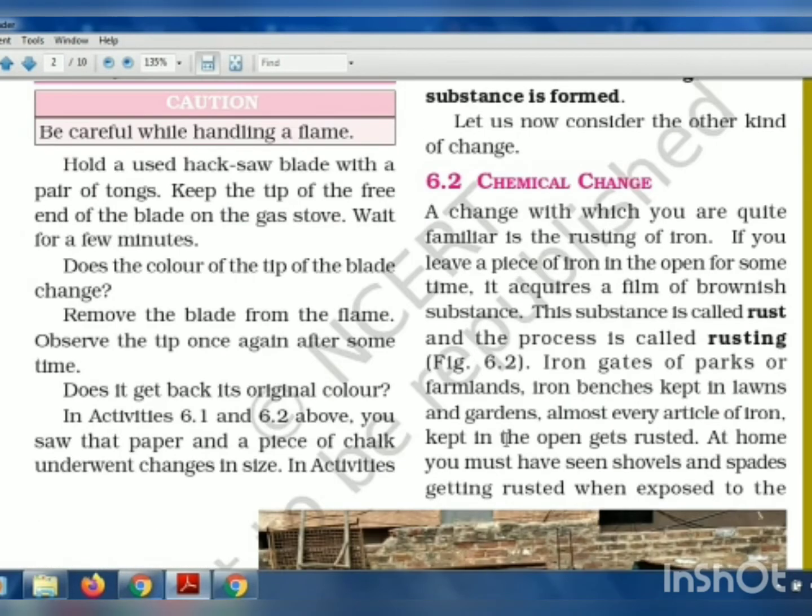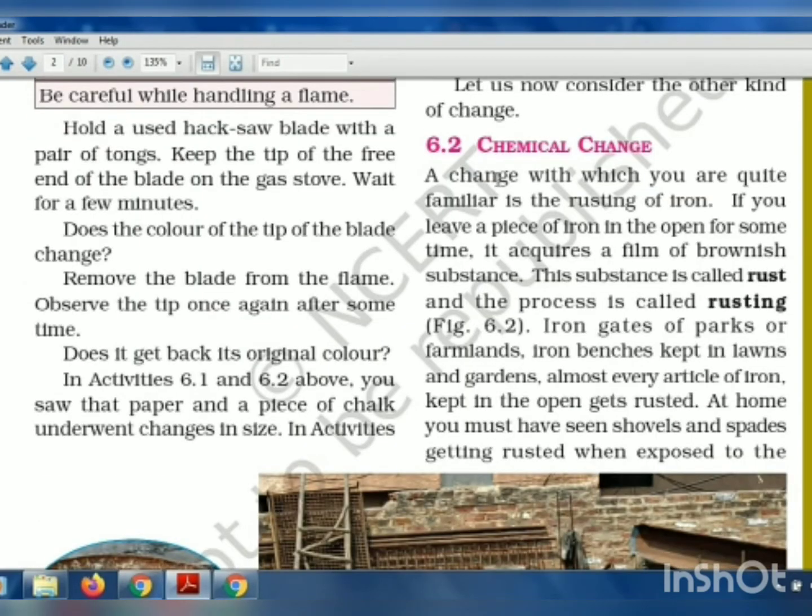Now let us go to the chemical change. A change with which you are quite familiar is the rusting of iron. Yes, everybody must have seen rusting of iron. Where you must have seen? You must have seen it in your bicycles, right? When you don't use your bicycles for a long time, or your bicycles become very old, what happens? It starts to rust. You can see a red powder material starts to form on the metal piece of the bicycle.